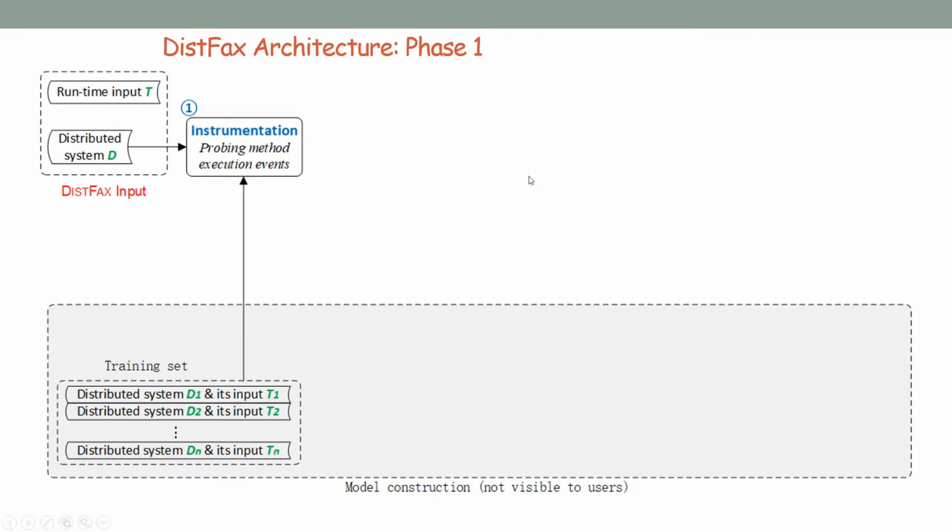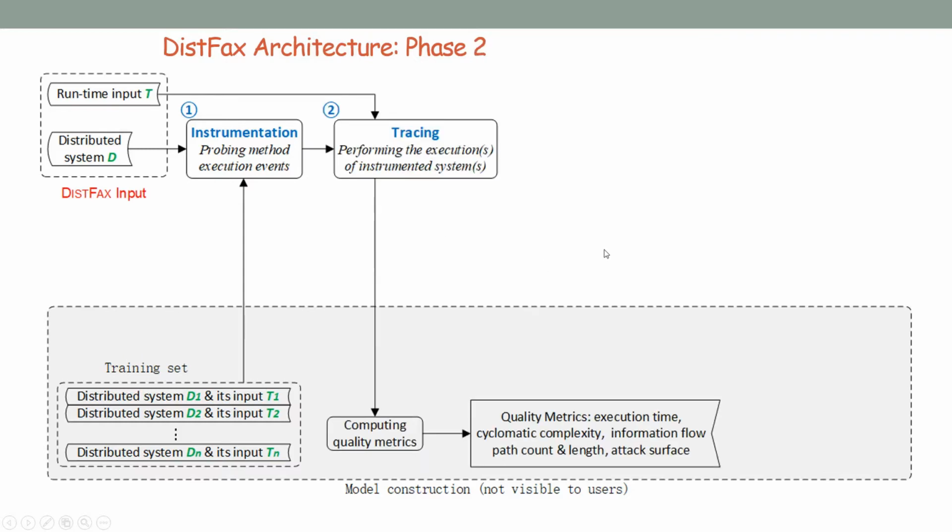The first phase instruments the system to probe methods for monitoring method execution events. And after that, in the second phase, during the tracing, DistFax performs the execution of our original system. While the system is executed, DistFax traces and records execution events in the trace. DistFax also computes different quality metrics including execution time, cycle complexity, information flow path count and length, and attack surfaces.